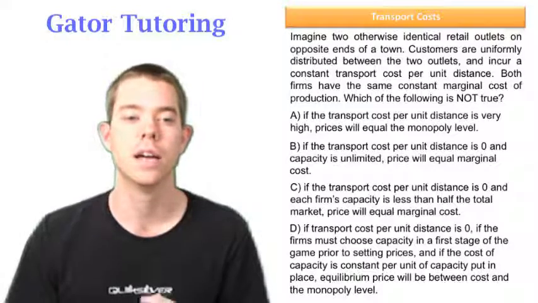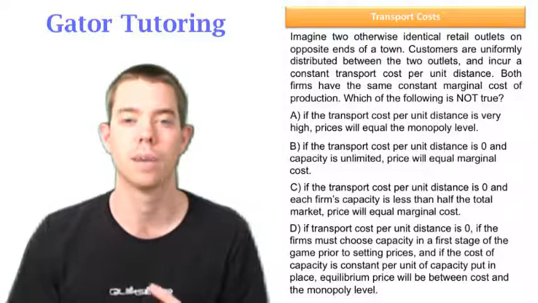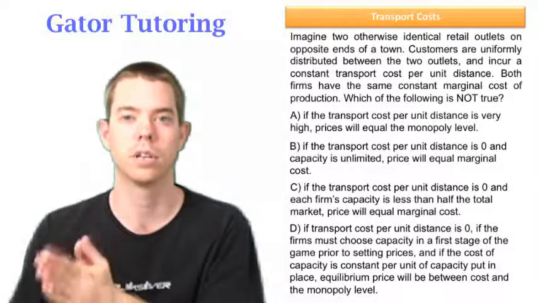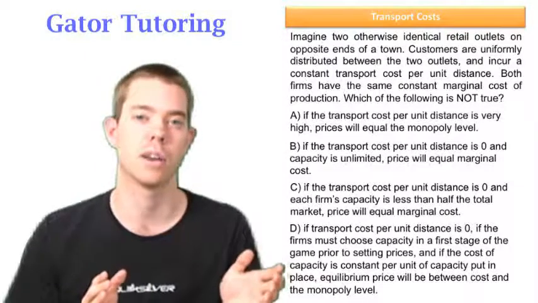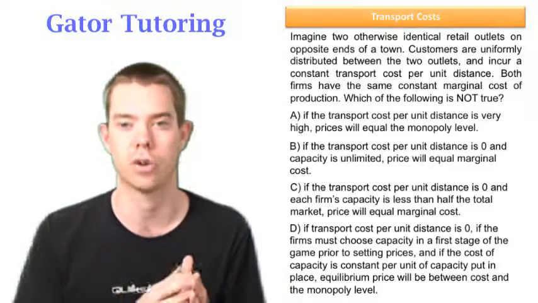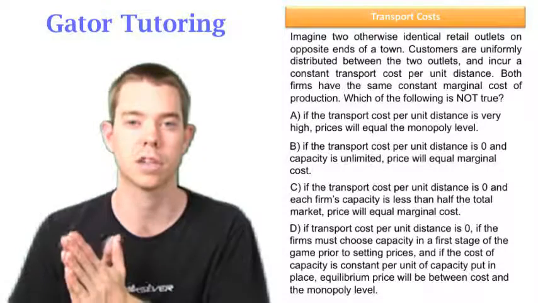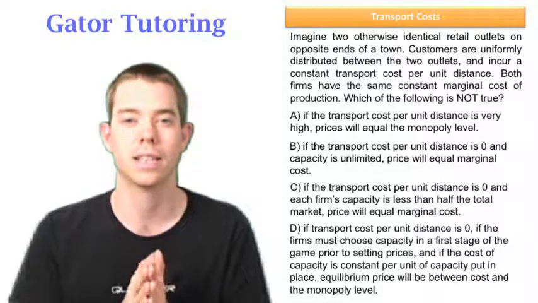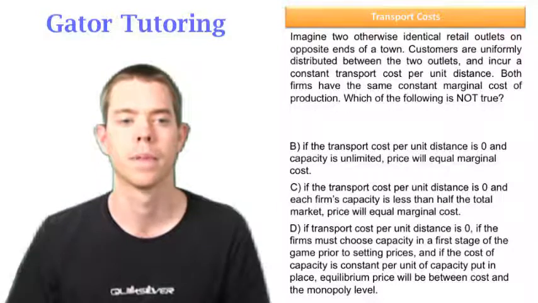Well, A says, if the transport cost per unit distance is very high, prices will equal the monopoly level. And this is true because you can imagine there's one retail outlet on this side of the town. The customers on this side are not going to want to travel to the other retail outlet if it costs them a whole bunch to travel. So effectively, these firms will have their own monopoly because customers on that side aren't going to travel to the other one. So each firm is acting as if they're alone in the market, as if they're a monopoly. So we can get rid of A because we know that's true.